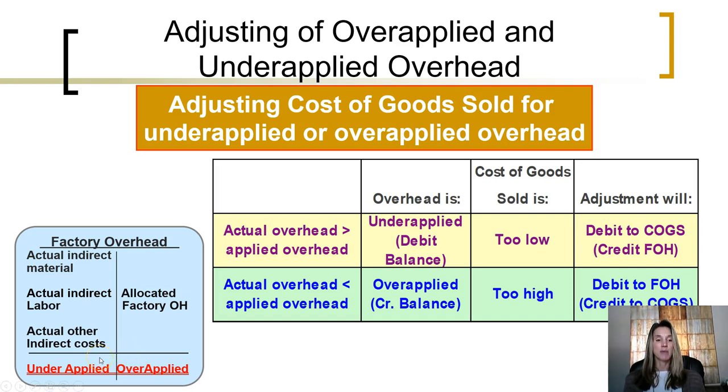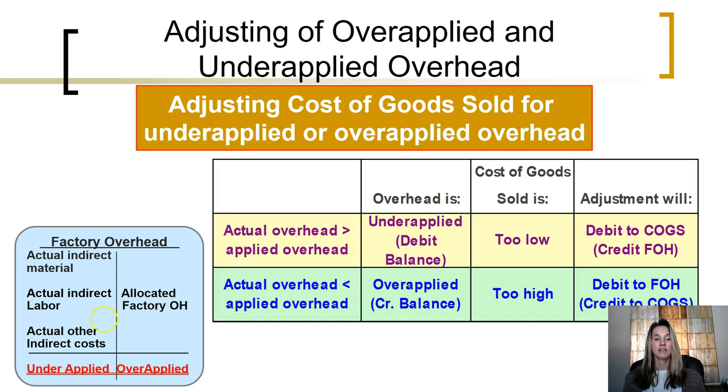If we are left with a debit balance, it means that our actuals were greater than the amount that we had estimated and applied into goods in process. Under applied. We didn't apply enough. However, if our estimate or applied overhead exceeds the actual indirect cost incurred throughout the period, we will be left with a credit balance. We were over applied. We applied more as an estimate than what we actually incurred in indirect costs.